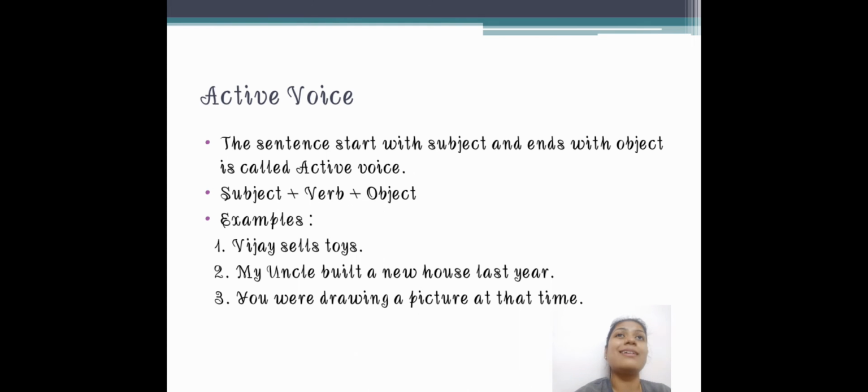This also shows that same thing, subject plus verb plus object. These are some of the examples of active voice. If you don't understand, then you may have a look at this slide.